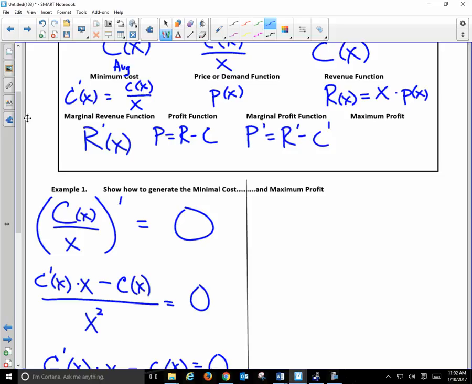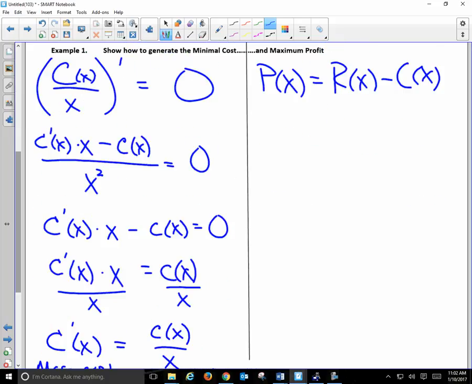So the big question we have is, what about maximizing profit? Again, if you want to maximize profit, the profit function is P of X equals R of X minus C of X. I would like to maximize that profit, so I will take the derivative and set it equal to 0. P prime of X is equal to R prime of X minus C prime of X. I'm sorry, the derivative of the profit is equal to 0.